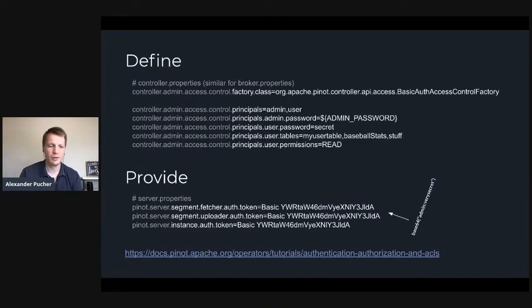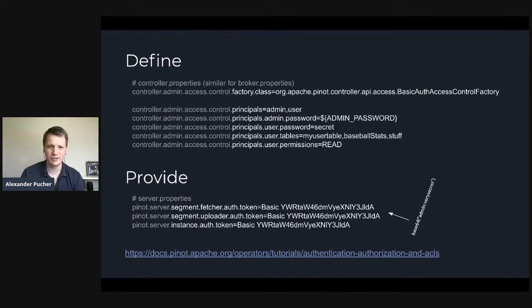So on top, right, this is from the controller properties. It's essentially just a standard factory class, right? I mean, there's multiple that are available. We'll just look at basic auth here. We essentially define a set of principals, right? Say the admin and the user. We can assign them passwords. These passwords also can be injected from environment variables.